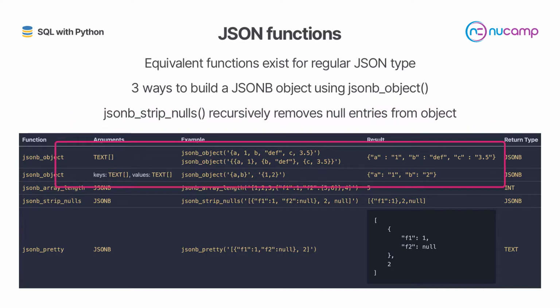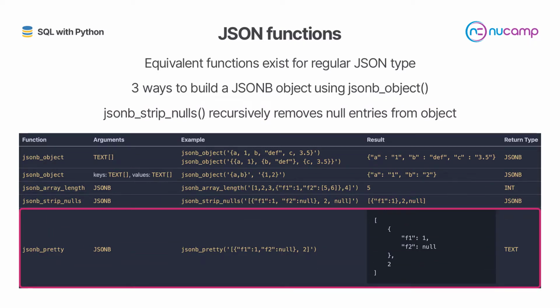The last function we have is called JSONB pretty, which returns a friendly formatted representation of the JSONB value in the text field. All of the new syntax may feel overwhelming, but in an exercise that follows, we will demonstrate how to work with these data types in real SQL commands.